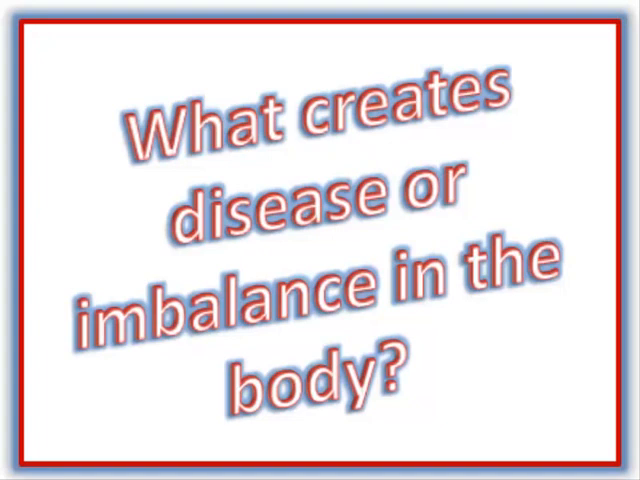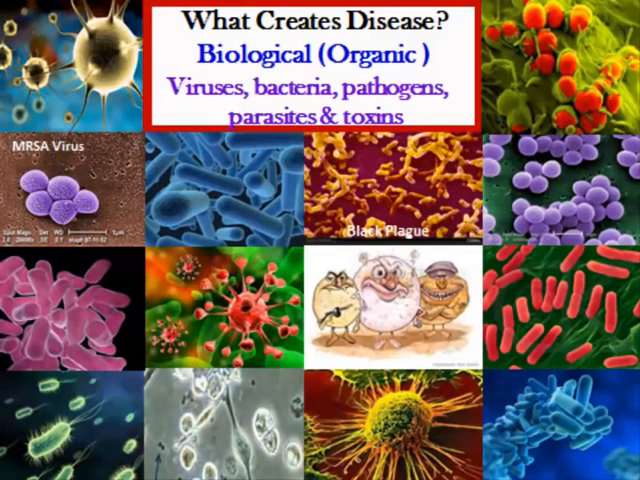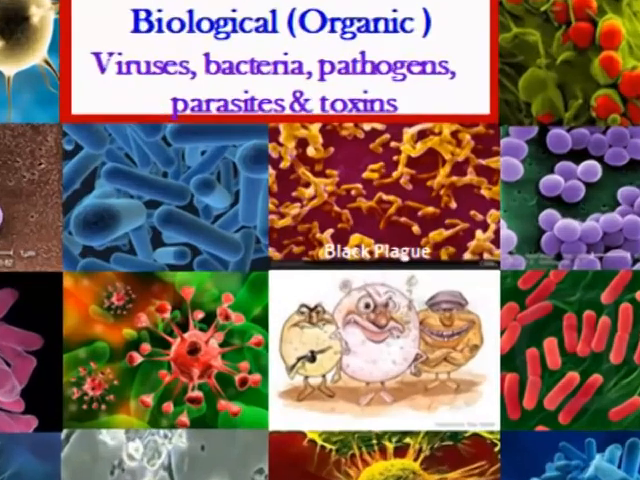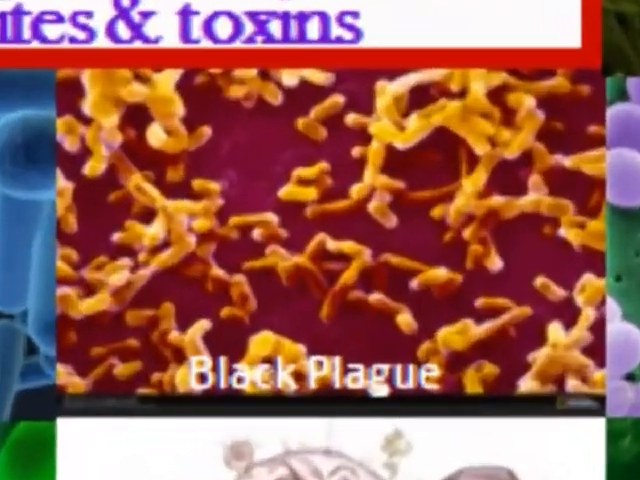So what is it that really creates disease or imbalance in the body? We all know that there are multiple ways that we get sick. Let's take a look at them. This slide has pictures of bacteria, viruses, pathogens, and parasites. These germs give us disease in many different ways.